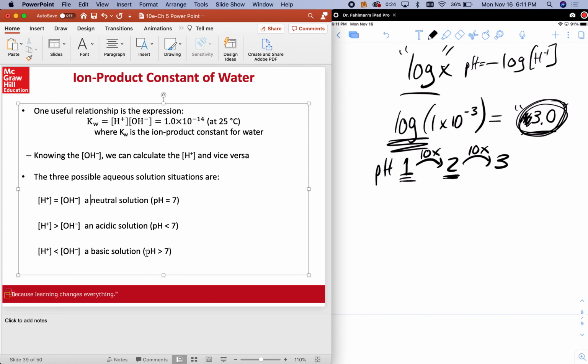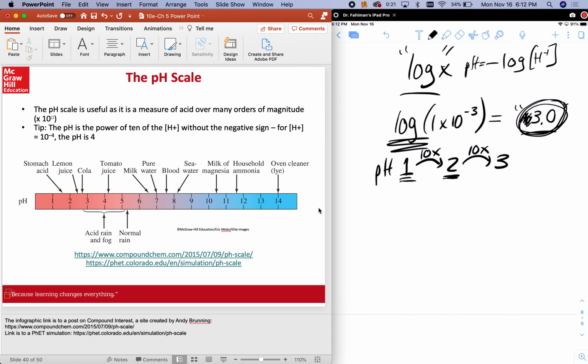This shows some common household items and other things, like blood, and their nominal pHs. Oven cleaner is very basic, so it's really caustic to your hands. Make sure you always wear gloves if you're dealing with household cleaners. Household ammonia is quite basic. This is neutral, so pure water is 7. Anything here greater than 7 is basic, so we'll have higher hydroxide concentrations, and anything here will be acidic.